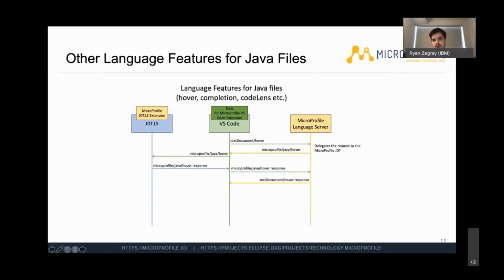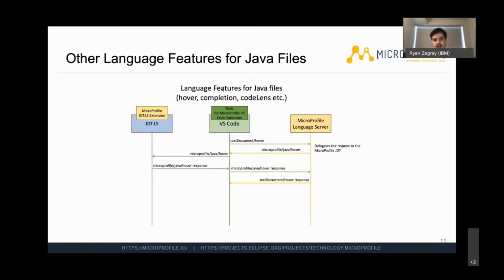While diagnostics are published from the server to the client, other language features are requested by the client from the server. For example, if you hover over something in your IDE, the client will request hover information by sending a text document hover request to the MicroProfile language server. Again, the MicroProfile language server will delegate the request to the JDT using a custom MicroProfile Java hover LSP message. This goes through the IDE to the JDT-LS.